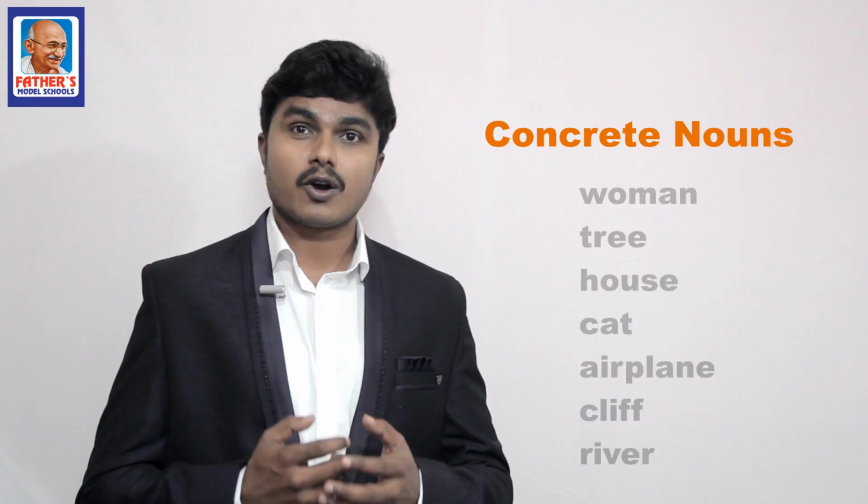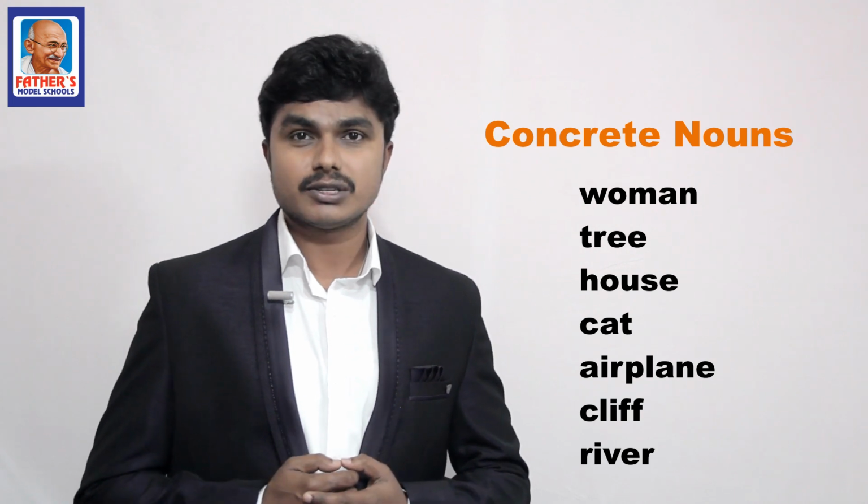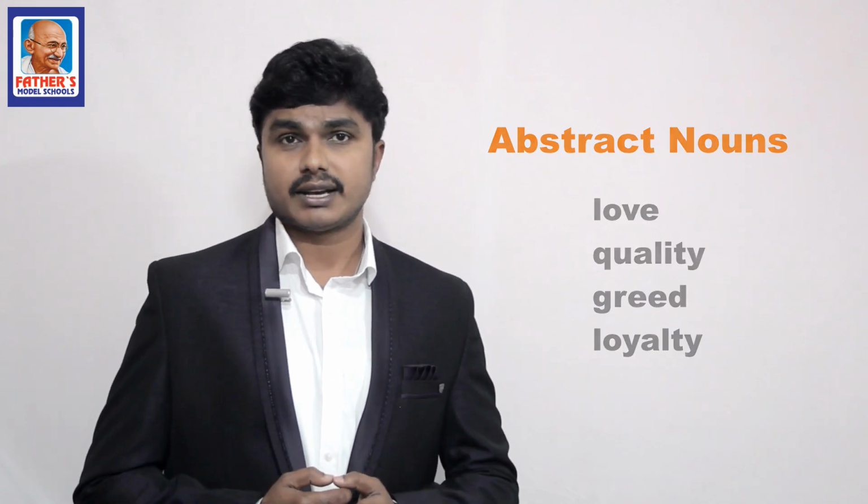Let us look at the concrete and abstract nouns. A concrete noun names a thing that can be perceived by the basic senses. You can see, touch, or smell a concrete item. And the examples are woman, tree, house, cat, aeroplane, cliff, and river, etc. And the abstract noun names a concept such as an emotion or a quality that cannot be sensed. And the examples are like love, quality, greed, loyalty, etc.